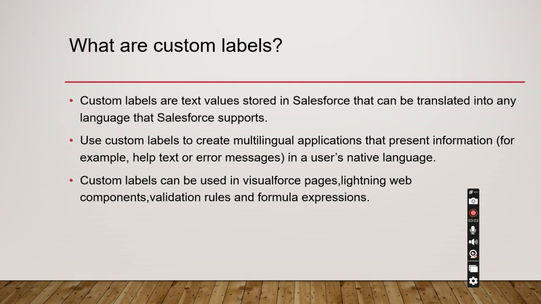So now the next question is, what are custom labels? Custom labels are text values which you create and which are stored in the Salesforce database. You can use custom labels to create multilingual applications that present information, like help text or error messages, in the user's native language. So you can create multiple custom labels. Custom labels can be used in Visualforce pages, Lightning Web Components, and expressions. So basically, you don't need to hard code. Once you create a custom label, you can access it as $Label.value. Okay, so those are custom labels.